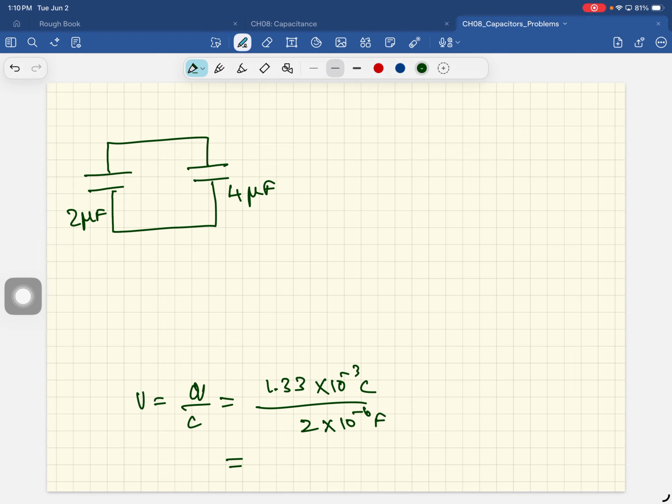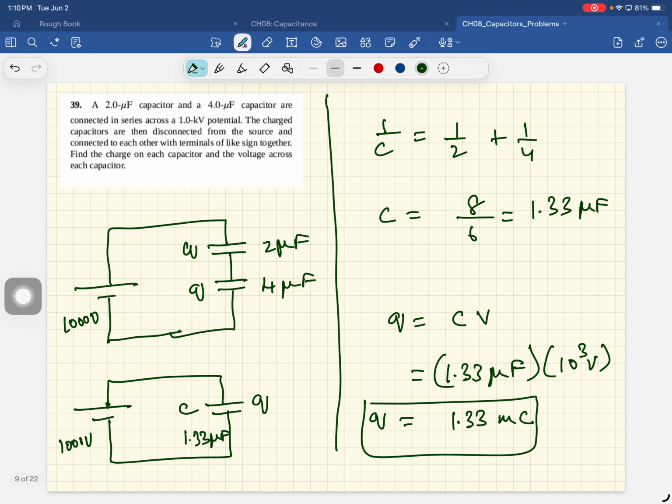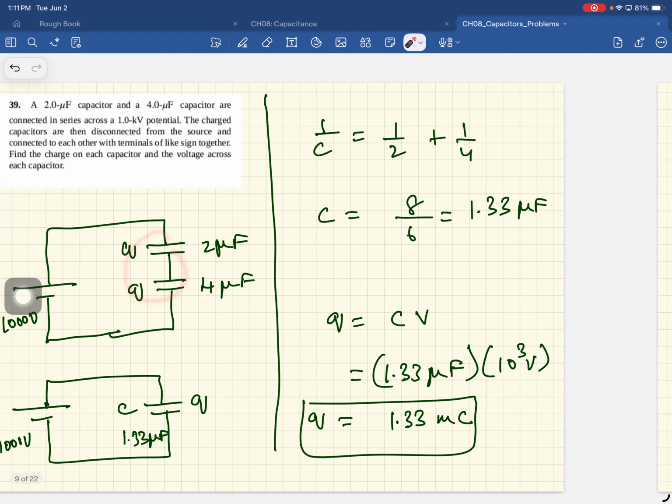So you see the charge is redistributed. Initially, they had 1.33 millicoulomb each, and charge from here flowed to there. Okay. And Q1 reduced to that, and that increased to that. Okay.